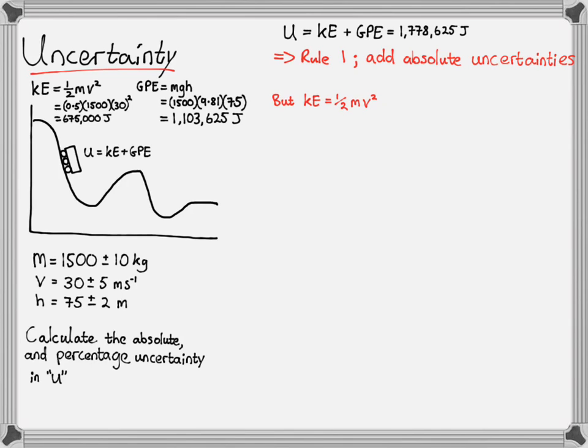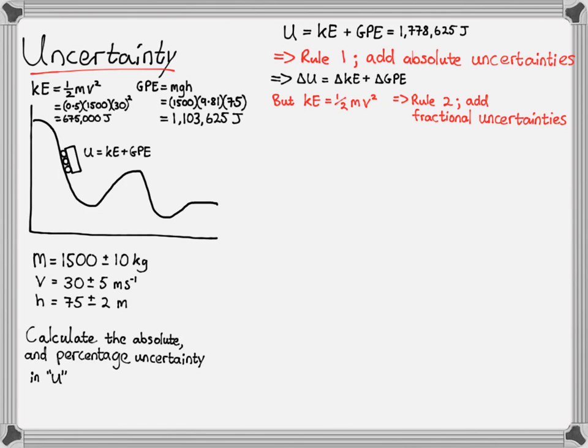But kinetic energy is equal to a half mv squared. So if I want to calculate the absolute uncertainty in the kinetic energy or in the gravitational potential energy, I'm going to have to use my other rules. So for example, with my formula for kinetic energy, I have a half times m times v squared. So first of all, this is a function involving multiplication. It's m times v squared. So I have to use my second rule.